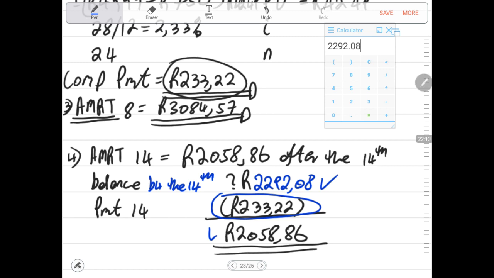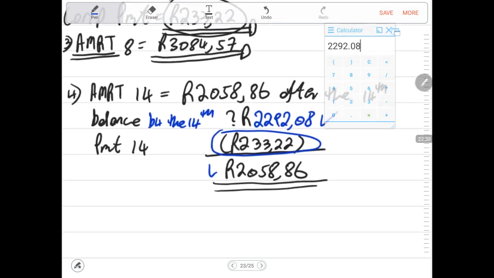Now we continue on that same note, that same pace. 2,292.08. That was number 4. Then now we go to number 5. Before number 5, I said there are 2 ways to record this. Let us do the second way. The second way, we can say amount 13. Let us go to amount 13.